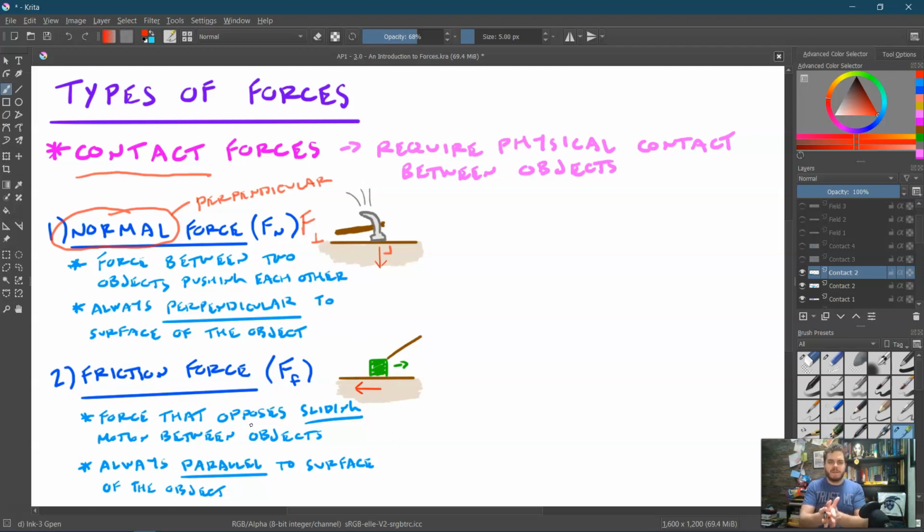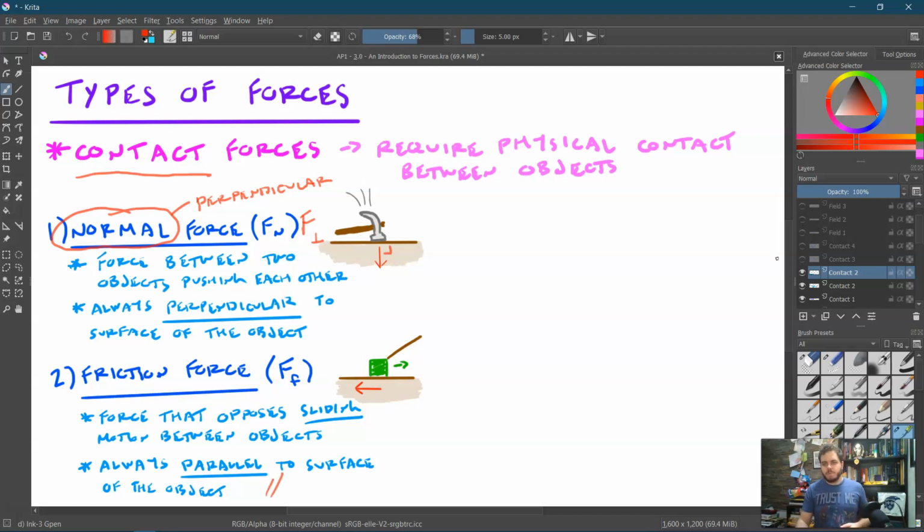It's opposing that slide. So if I pull this block to the right, for instance, with a string or something, the friction is the force opposing that slide, so it goes in the opposite direction. But it is always parallel to the surface of the object. Whereas normal force was perpendicular, the friction force is going to be parallel. Remember, that is the parallel symbol. So it's always going to be parallel to a surface.